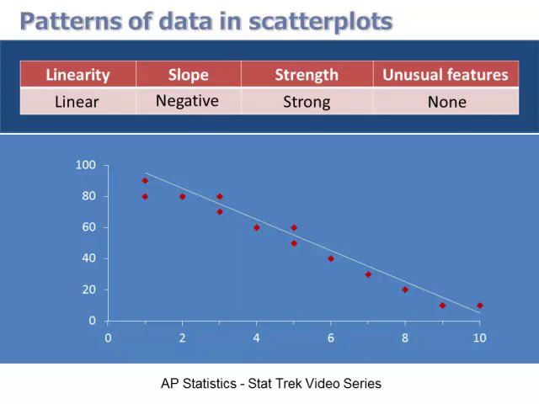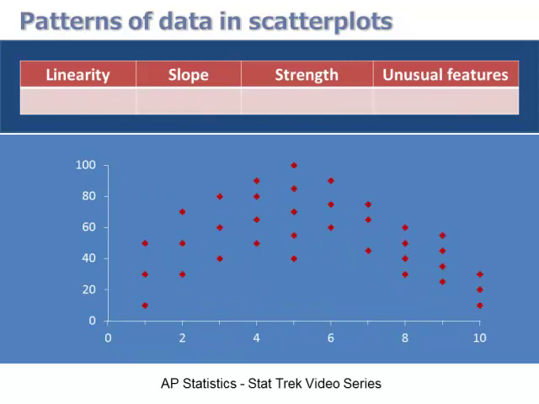Let's interpret another pattern. The dots in this scatter plot follow a curve, so the pattern is nonlinear. The first half of the plot has a positive slope, but the second half has a negative slope. So overall, we would describe the slope as 0. The dots are spread out rather than concentrated around a line, which indicates that the strength of the relationship between x and y is weak, and there are no unusual features.